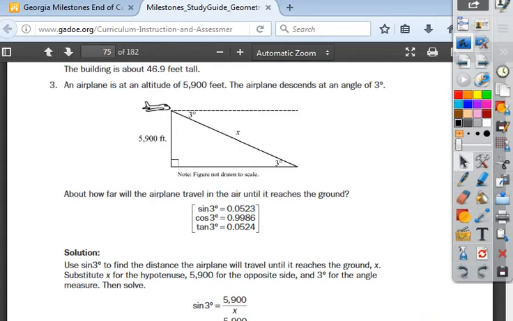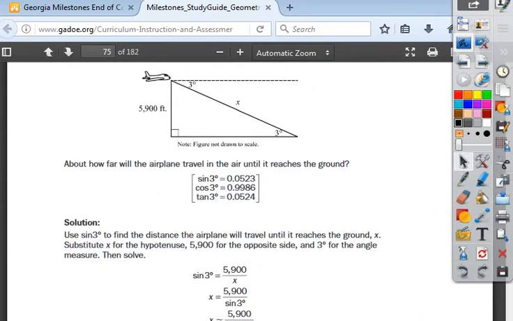Like here, they're giving me the drawing, so it's already done for me. This would be opposite over hypotenuse, so that is sine. Type it in. Here the number's on top, so what am I going to do? Divide, get my answer.